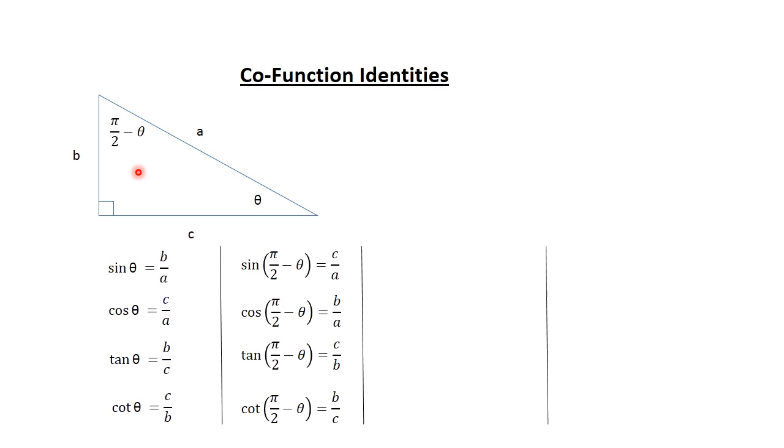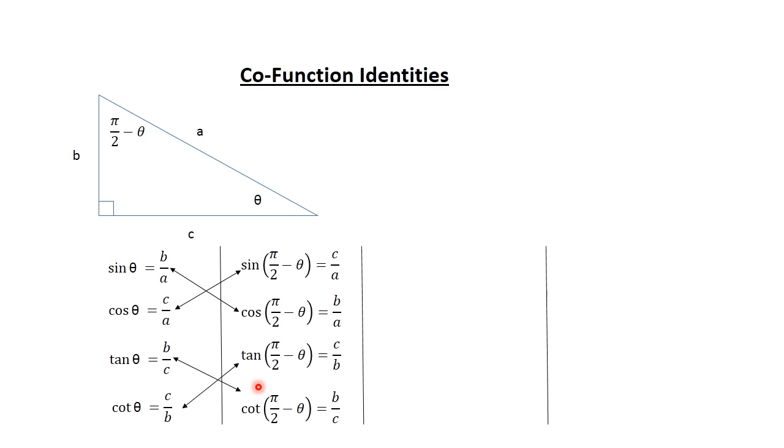All right, notice something. This is equal to b over a. This is also equal to b over a. That must mean that these two things must be equal, that the sine of theta must be equal to the cosine of pi over 2 minus theta. Similarly, this is c over a. This is also c over a. That means that these two things must be equal to each other. Similarly, this is c over b, that's c over b, this is b over c, and this is b over c. So these two have to be equal, and those two have to be equal as well.